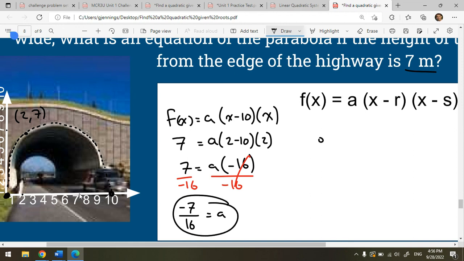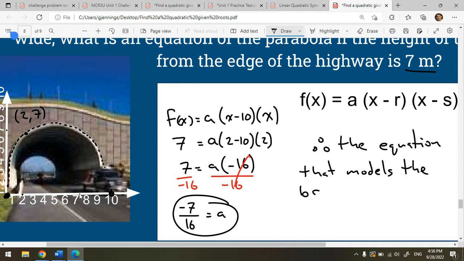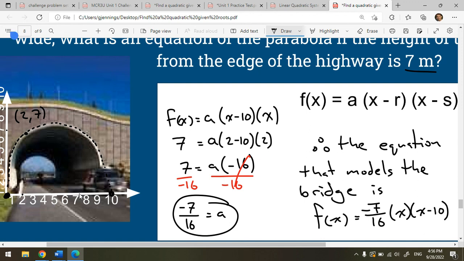So we're going to say, therefore, the equation that models the bridge is f of x is equal to negative 7/16 x times x minus 10. And there you have it.